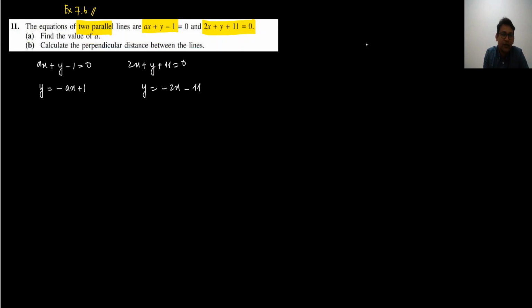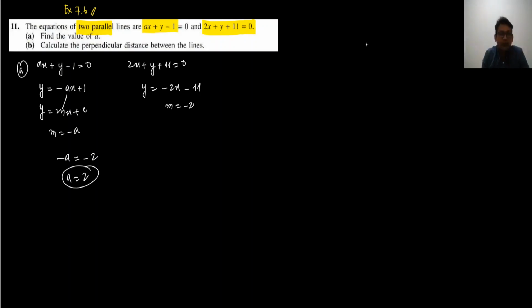Now just observe, this is y equals mx plus c. So m here is minus 2, and m here is minus a. So minus a is equal to minus 2, and a comes out as 2. We have done the first part of question number 11.